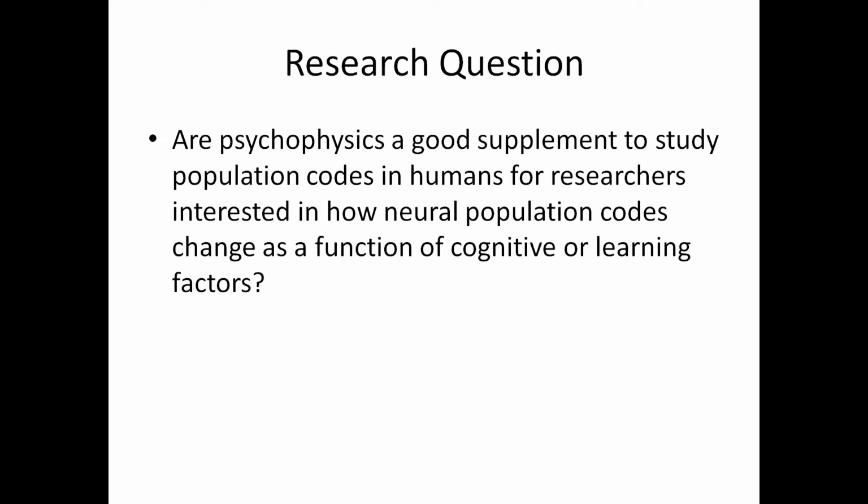The research presented here asked a simple question. Are psychophysics a good supplement to study population codes in humans for researchers interested in how neural population codes change as a function of cognitive or learning factors?